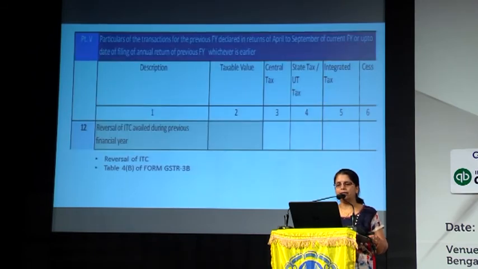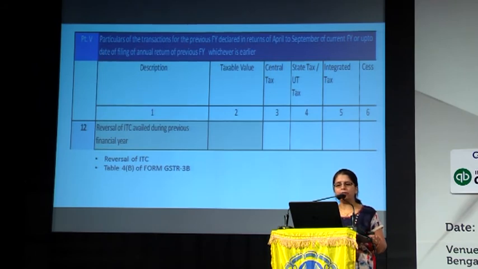Now the next transaction is, they are asking for the particulars of transactions of the previous financial year declared in returns of April to September of the current financial year or up to the date of filing of your annual return, whichever is earlier. I think they should have said whichever is later. I think that would have been beneficial, but as it is, we don't have any option, only a disclosure of taxable value. Please remember, in GSTR 9 they are not asking for the invoice value. Basically, they are looking at the taxable value on which you are liable to pay the taxes. This taxable value can be different from the value you would have shown as sales, as supply, in your books of accounts. So be careful when you are disclosing the taxable value and taxes on that.